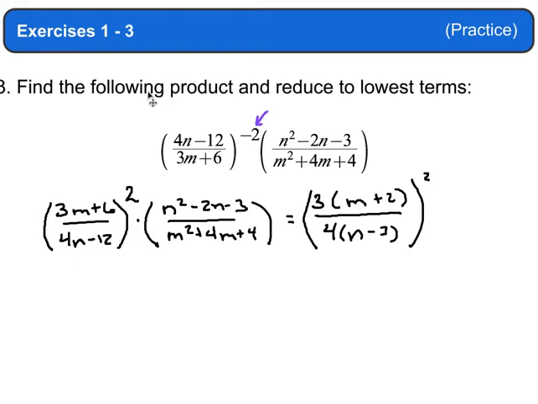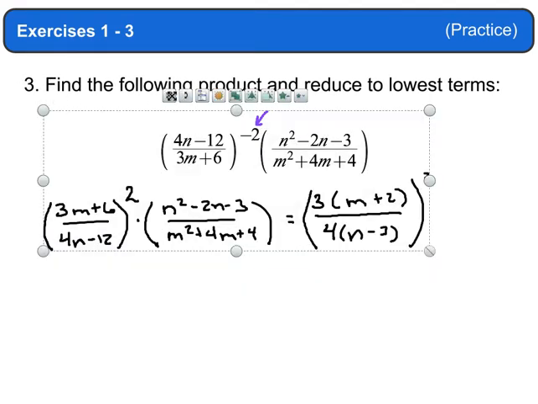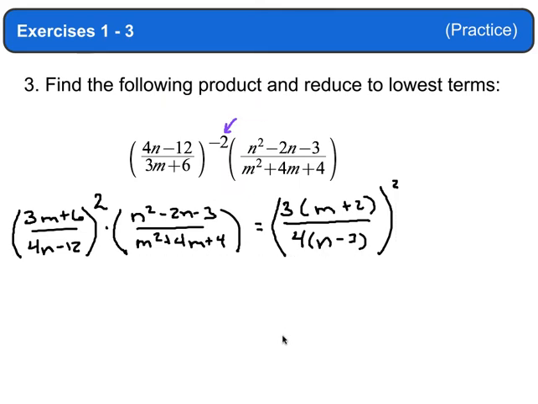Let's just slide all of that over. No, I didn't catch it. Let's slide all that over.